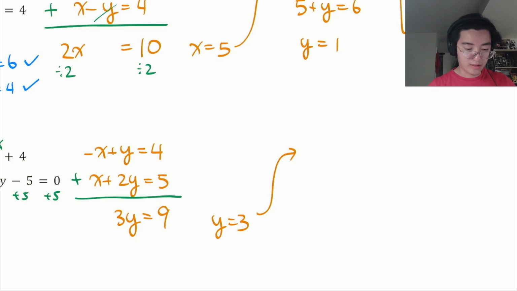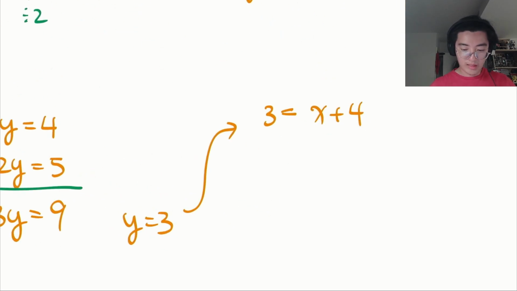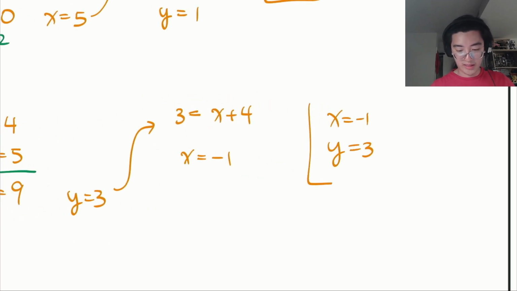So let's just plug into the original then. So y equals x plus 3, and we know y is 3. So x here must be negative 1. Alright, so x is negative 1, y is 3.